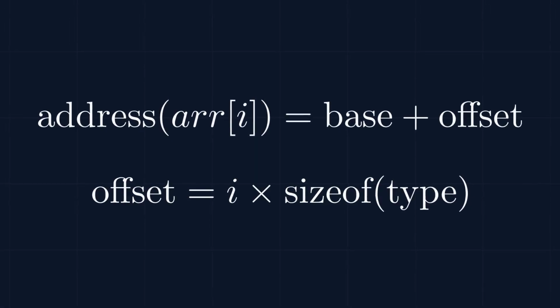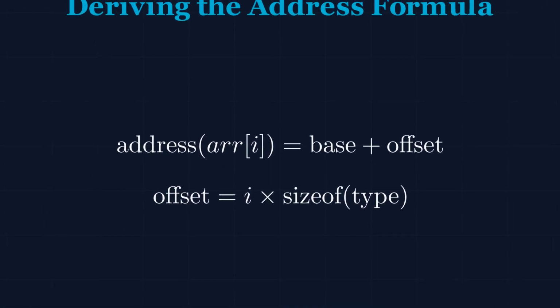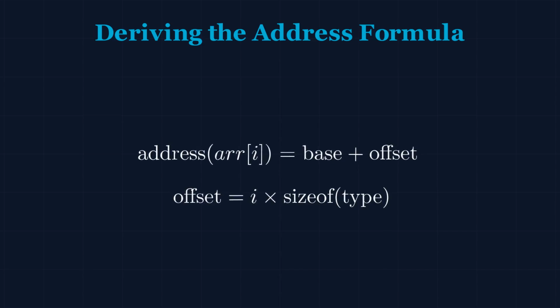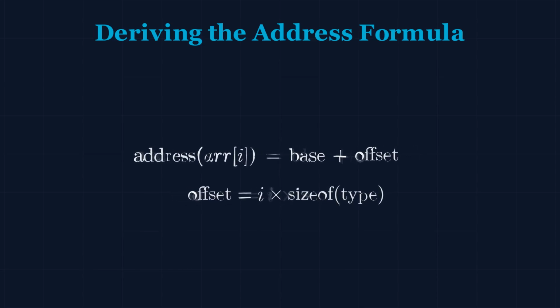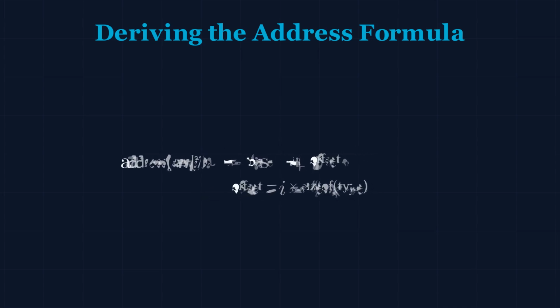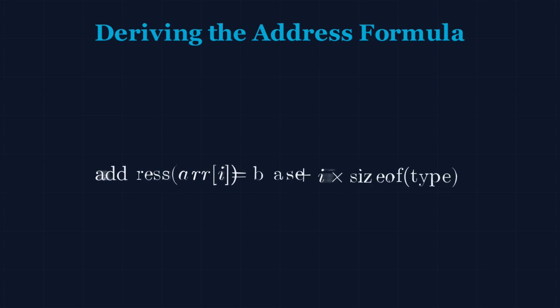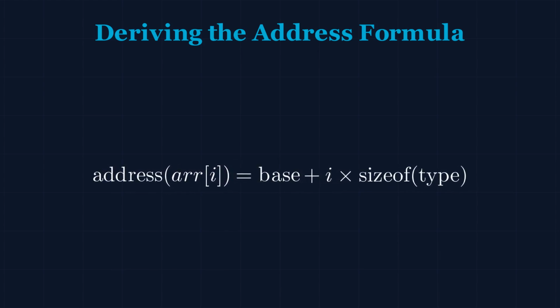Putting it all together, the address of any element arr[i] equals the base address plus i multiplied by the size of the element type. This one formula is exactly how C turns arr[i] into a real memory location instantly, without ever walking through the array one slot at a time.